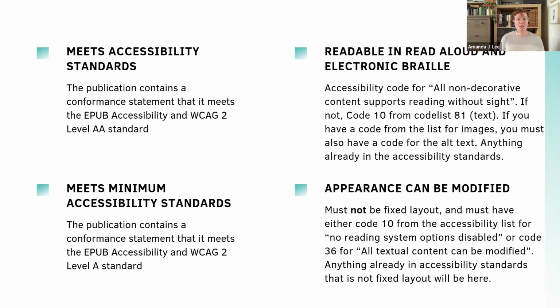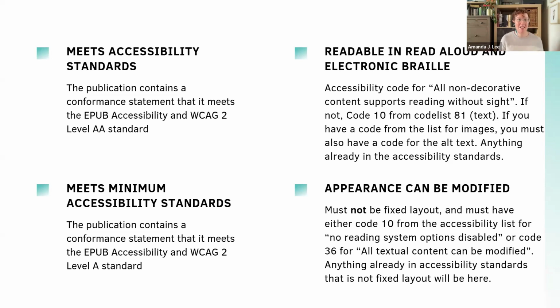The next is readable in read aloud and electronic braille. This is defined as being anything with accessibility code for all non-decorative content supports reading without sight, which is to say alt text. If not, you need code 10 from code list 81, which is to say my book is made of text. And if you have a code from the list for images, like if you say my book has illustrations in it, you also need to have a code that says there's alt text for those images. Anything that is in the accessibility standards category will go here because meeting those accessibility standards means having alt text. Otherwise, your book needs code 10 from code list 81, and then those alt text codes if they're images.